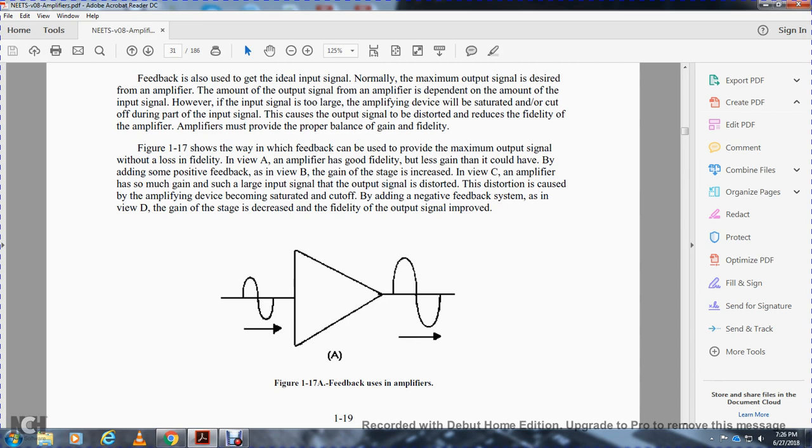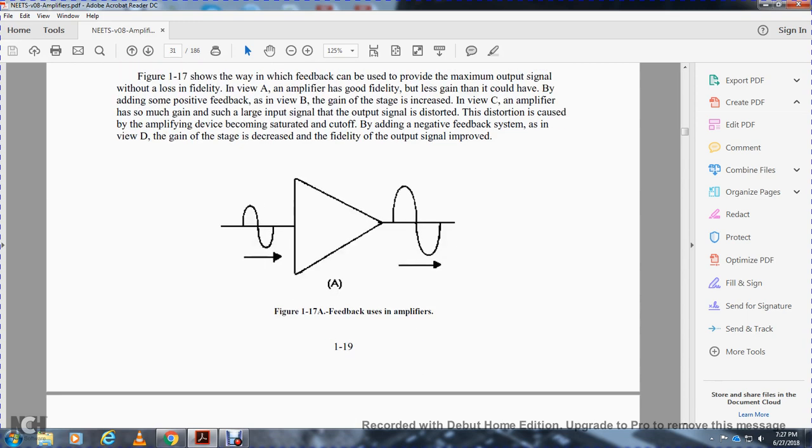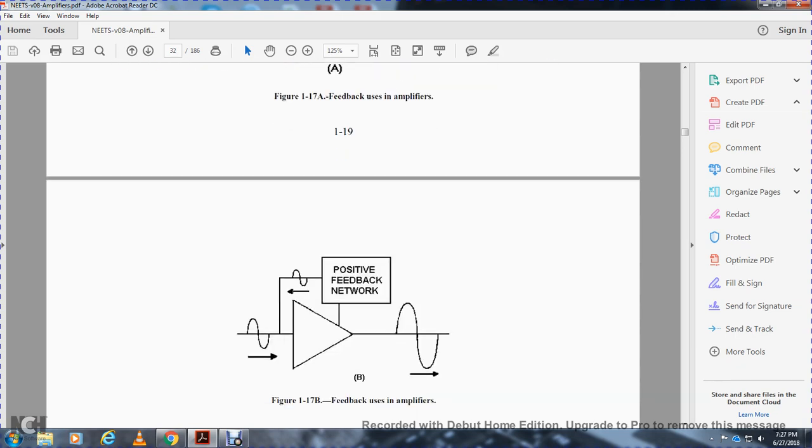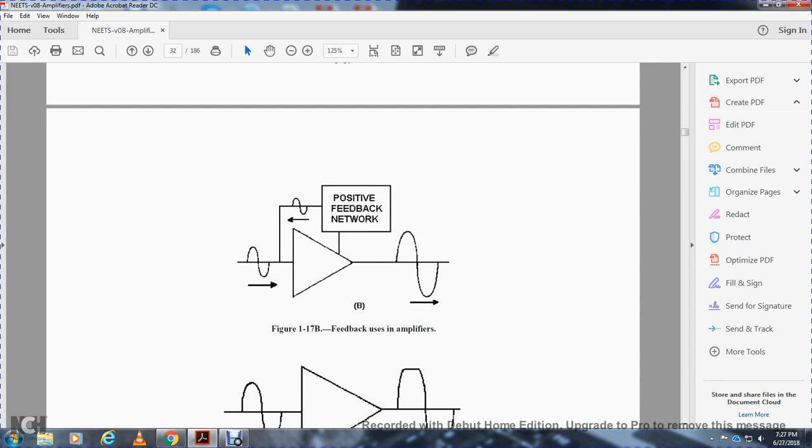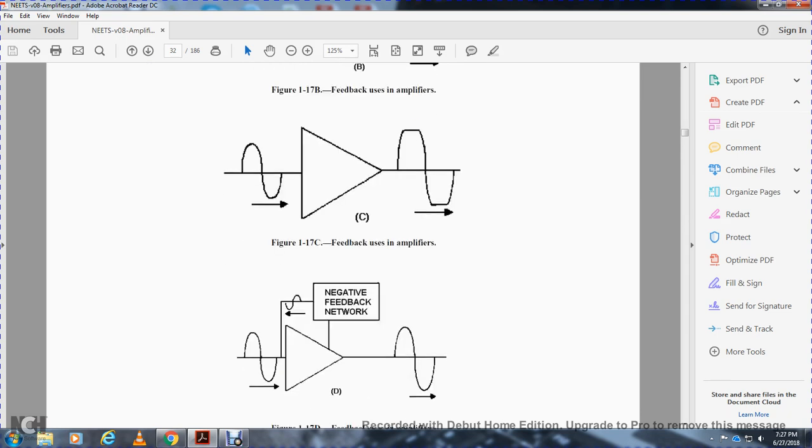The distortion is caused by the amplifying device being saturated and cut off. By adding negative feedback, as in view D, the gain of the stage is decreased and the fidelity of the output signal is improved. Figure 116 shows feedback used in an amplifier: positive feedback network and negative feedback network.